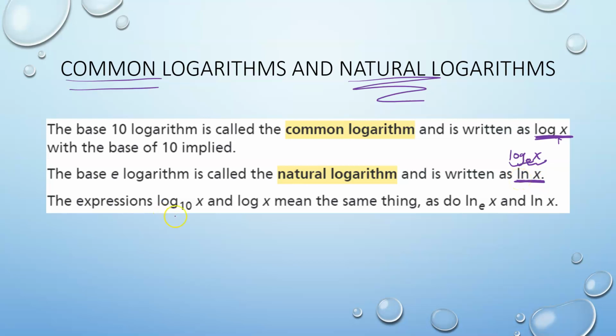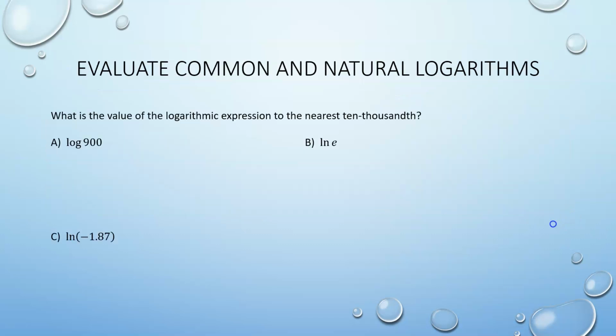So the expressions log base 10 of x and log of x mean the same thing, as do log base e of x and ln of x, okay? So those are the same thing, but again, this is how you would see it. Now you'll also note that your calculator has these two special buttons on it. So on any scientific or graphing calculator, you should see a log button and an ln button, okay? So a log button and a natural log button.